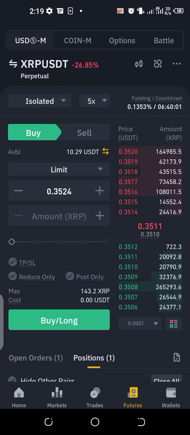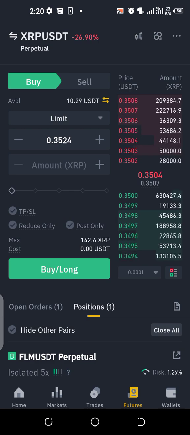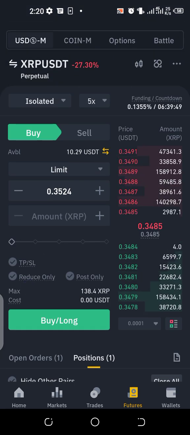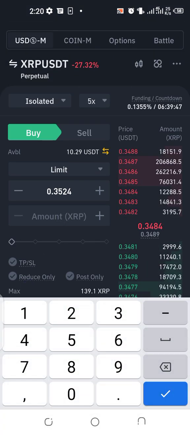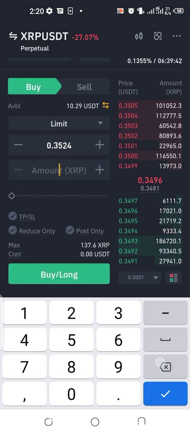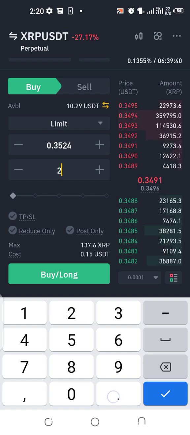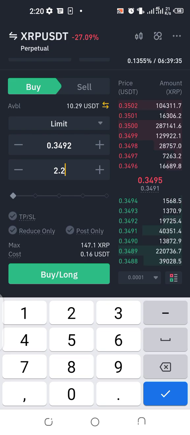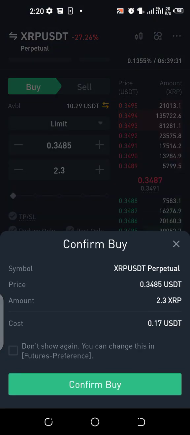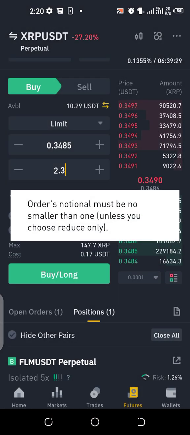Okay, so I'm going to show us how to place a trade, add margin, calculate your profit, and adjust leverage if necessary in 5 times, starting with 5 times leverage. Let's place a trade of 2.2 USDT at the current price. Let's make it 2.3, and then we buy.